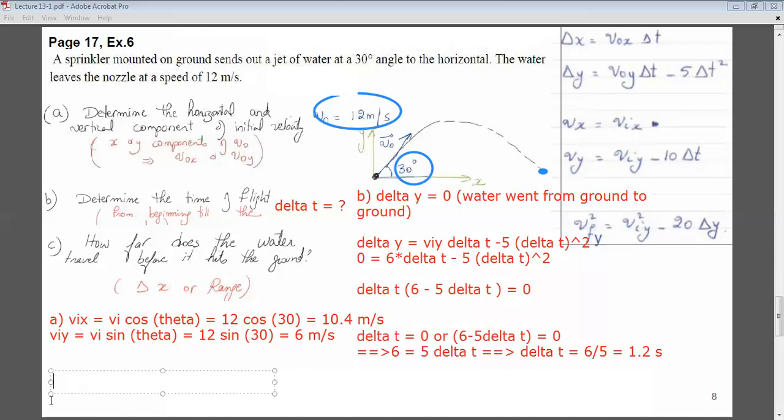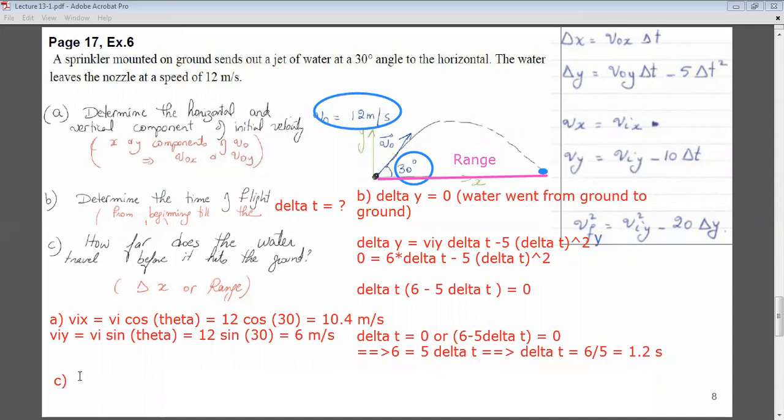Last part, part C. How far does the water travel before it hits the ground? So from here to here, how far does it go? What is he asking for? He's asking about delta x, or what we have just called the range. Okay, so this is the range.